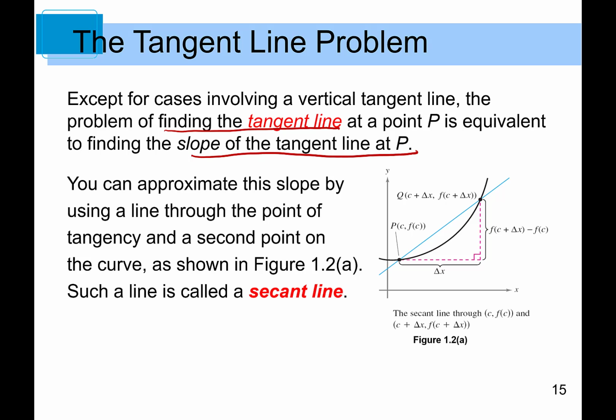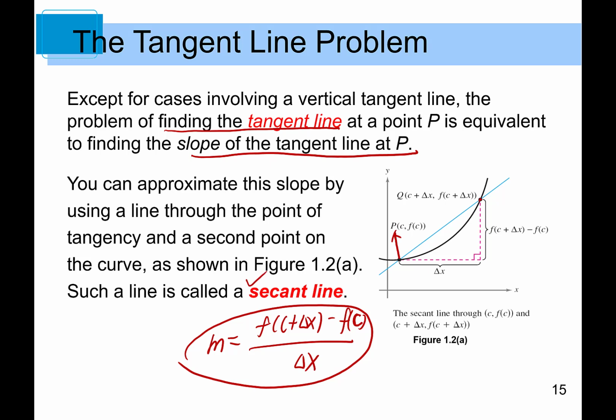And you can approximate the slope by using a line through the point of tangency and a second point on the curve. I'll show you, this is point P. And let's say we have another point somewhere here. So the slope at that point we're using change of y over change of x. Right? So in this case, the slope is equal to f of c plus delta x minus f of c over delta x. Okay, this is change of x, that's change of y. And such a line, right, is called a secant line. And the secant line is a very important concept with respect to the tangent line.